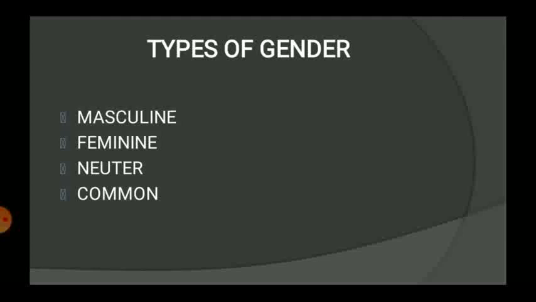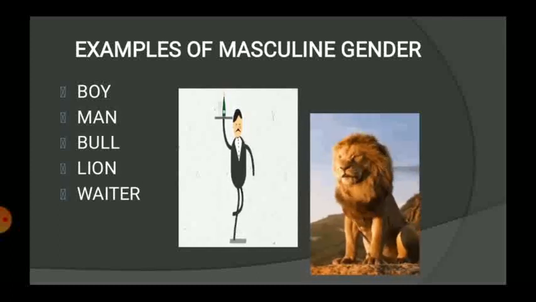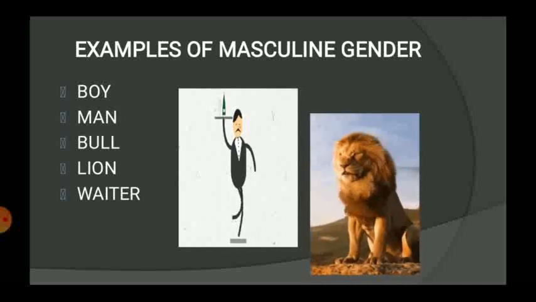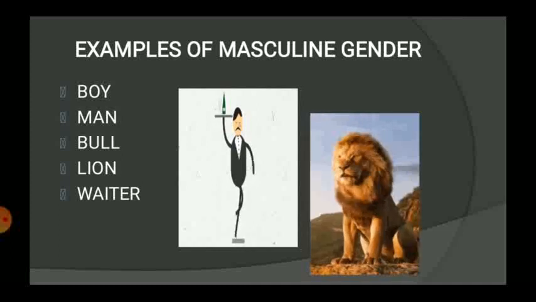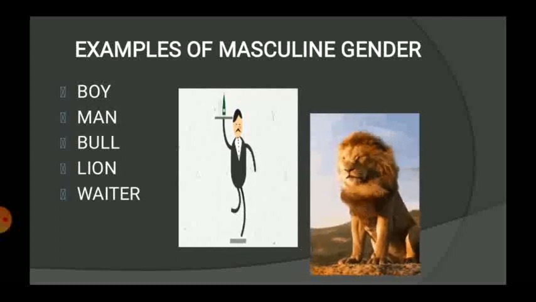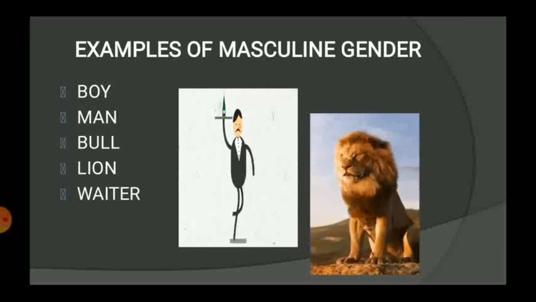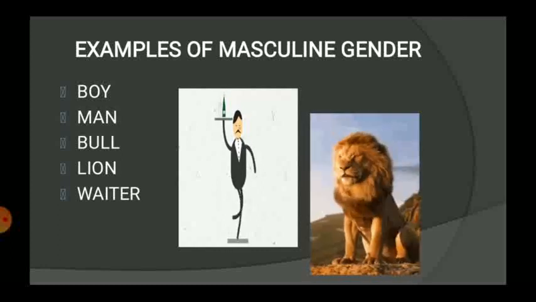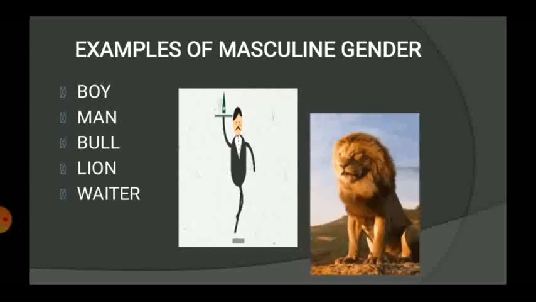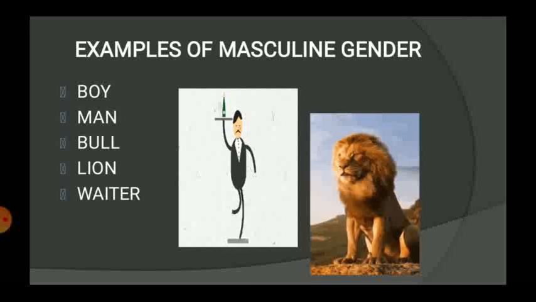Now, to have a more clear picture of these genders, let's look at some examples. Examples of masculine gender: boy, man, bull, lion, waiter. All these nouns represent male, so they belong to masculine gender. If you remember, I already told you the easiest way to remember: M for male and M for masculine. So all the male category will belong to masculine gender.